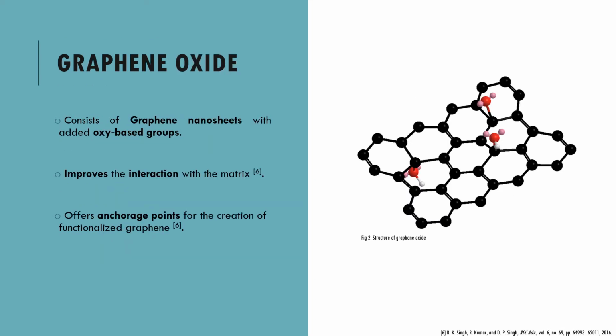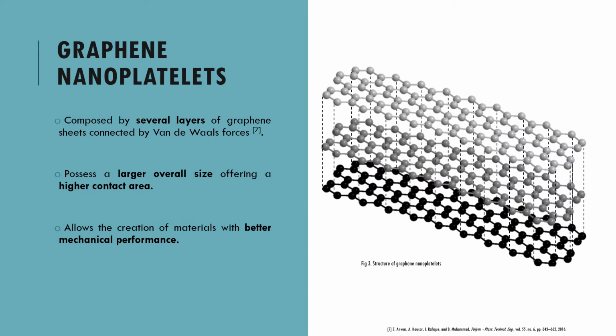The second type is called graphene oxide. It consists of graphene nanosheets with added oxide-based groups. These groups improve the interaction with the matrix by forming stronger connections, and they also offer anchorage points for the creation of functionalized graphene. The third type is called graphene nanoplatelets.